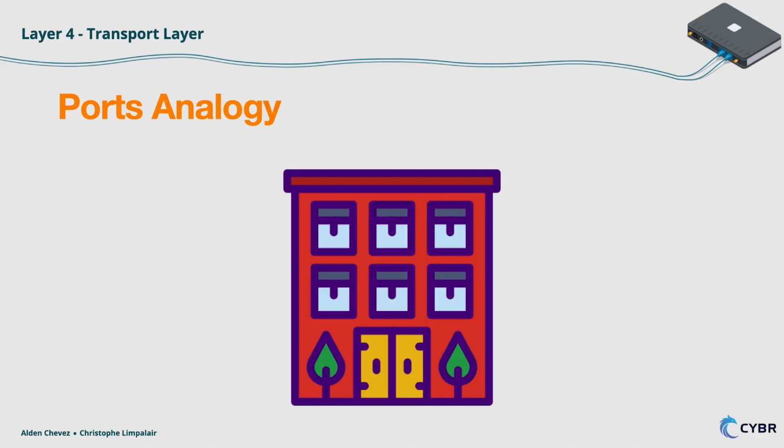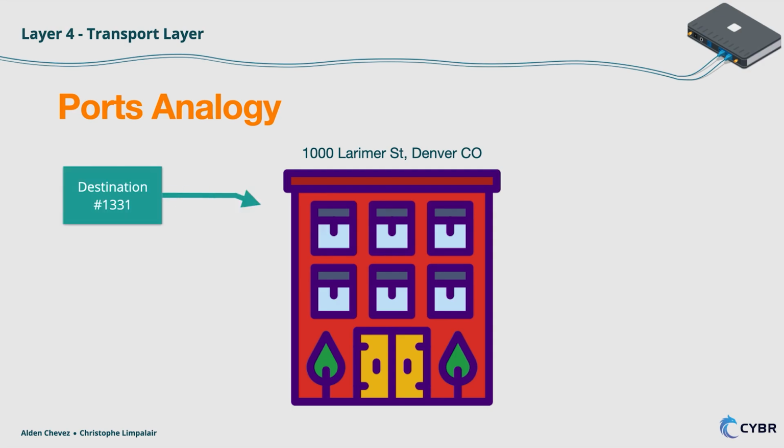An analogy to ports would be apartments. All of the apartments in the same building have the same physical address, similar to an IP address, but to know exactly who needs to receive the packet or package, we need the apartment number, which represents the port number. And once you have that, you're now able to send and receive packages to or from the correct apartment.